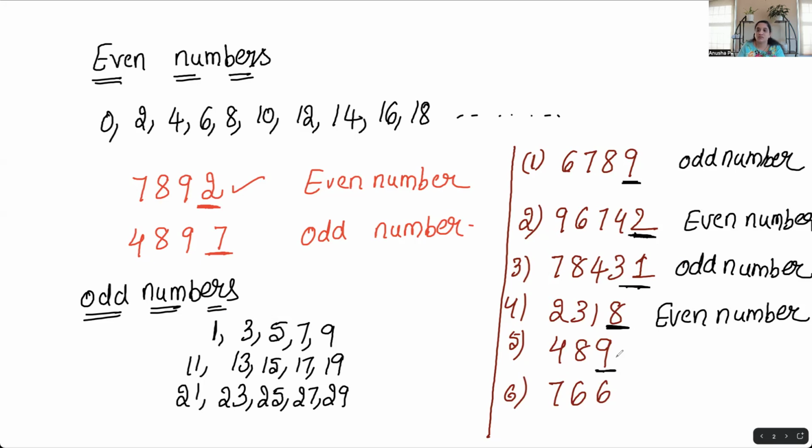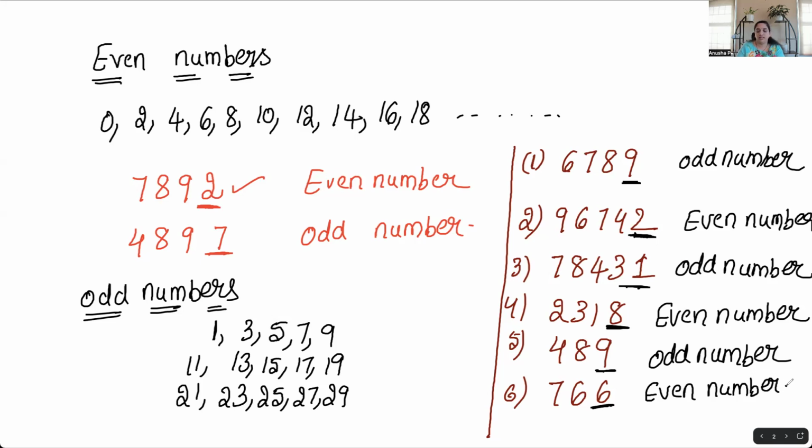What are the odd numbers? 1, 3, 5, 7, 9. So if the number in the ones place is 9, then you will say it is an odd number. If the ones place is 6 here, so if the ones place is 0, 2, 4, 6, or 8, then you will call that number an even number.